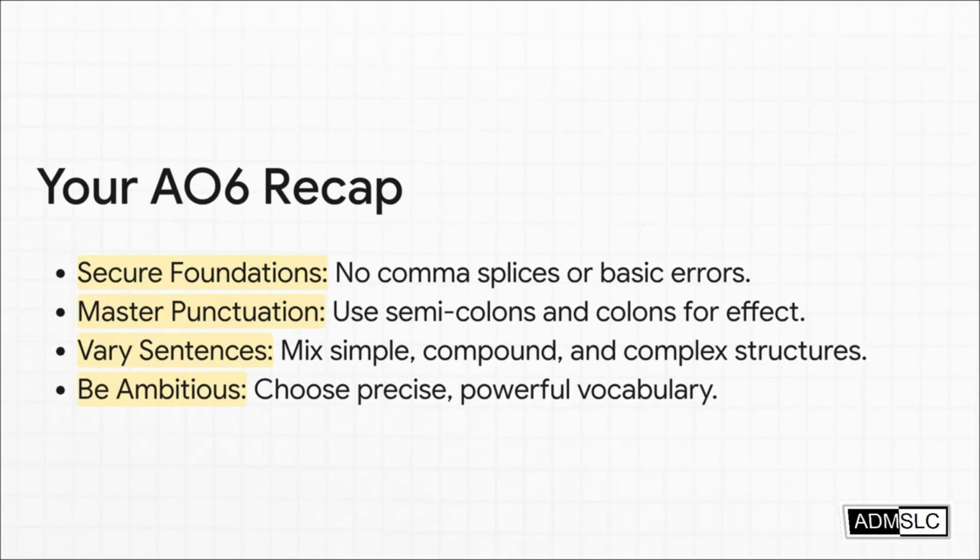So let's wrap this up. Here's your 4-step game plan for technical mastery. 1. Secure your foundations. No more easy mistakes. 2. Use that grade 9 punctuation kit. 3. Vary your sentence structures to control the rhythm. And 4. Choose your words like a surgeon, with absolute precision.